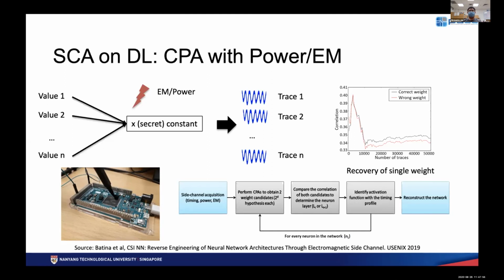This attack can also be used in conjunction with SPA to perform a full network recovery. The idea is that we collect the side channel measurement: timing, power, EM. Then we perform CPA on each of the weights. The traces can be reused because single traces can contain multiple multiplications, as shown before. So we can recover each weight individually by doing the correlation, and also identify the activation function with the timing profile. Afterwards, after you perform it for every neuron in the network, you can recover and imitate the whole network. In our attack shown at USENIX, we performed the attack on both MLP and CNN.